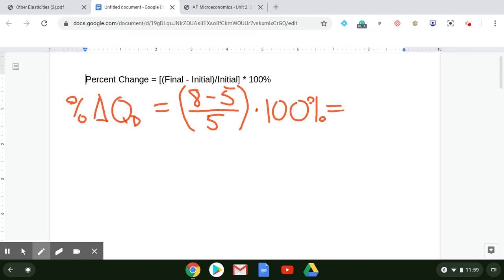Now, with price elasticity of demand, I didn't include negatives or positives, but with this, it'll actually be important. So there is no absolute value here. If it's a negative, it's a negative. If it's a positive, it's a positive. In this case, it is a positive. 3/5 times 100%. So 3/5 is 0.6. This means it's going to be 60%. Now that's this percent change. I'll probably end up using just the fraction anyway.